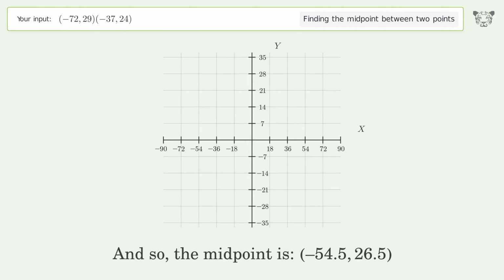And so, the midpoint is negative 54.5, 26.5.